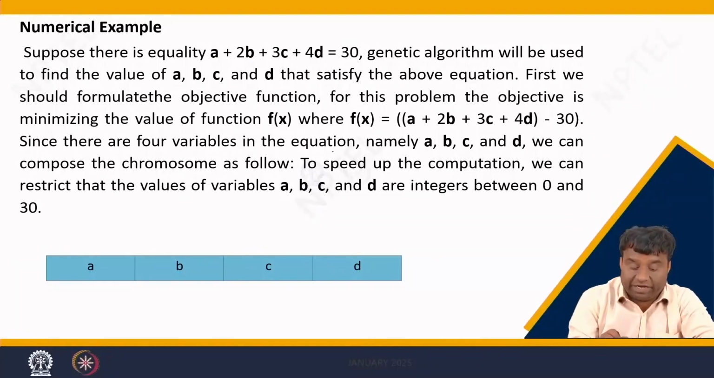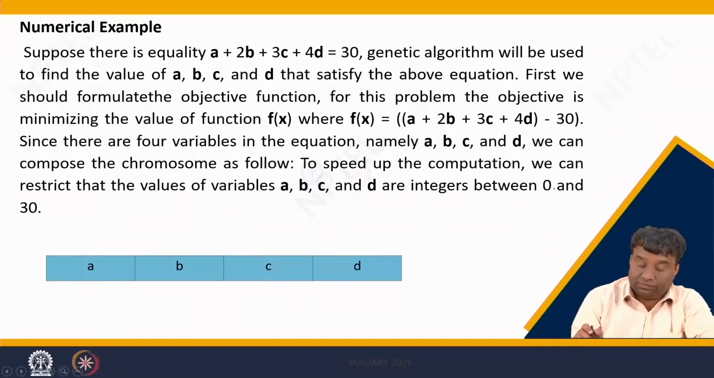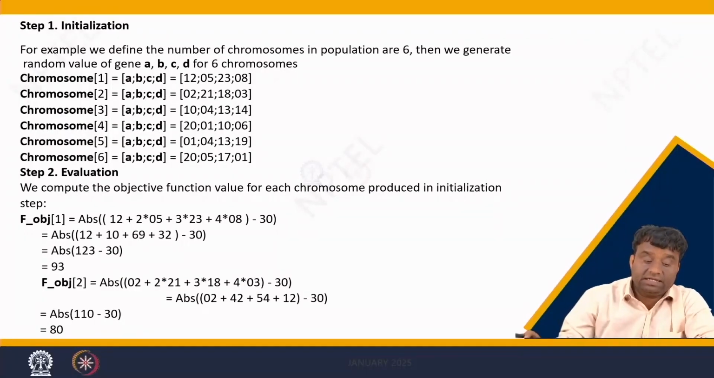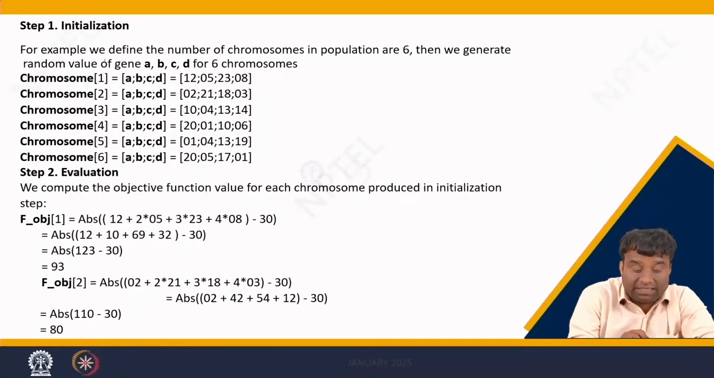Since there are four variables in the equation, namely A, B, C, D, we can compose the chromosome as follows. To speed up the computation, we can restrict the values of variables A, B, C, D to integers between 0 and 30. So one chromosome will look like A, B, C, D. For initialization, for example, we take the number of chromosomes in the population as 6. Then we generate random values of genes A, B, C, D for the 6 chromosomes.